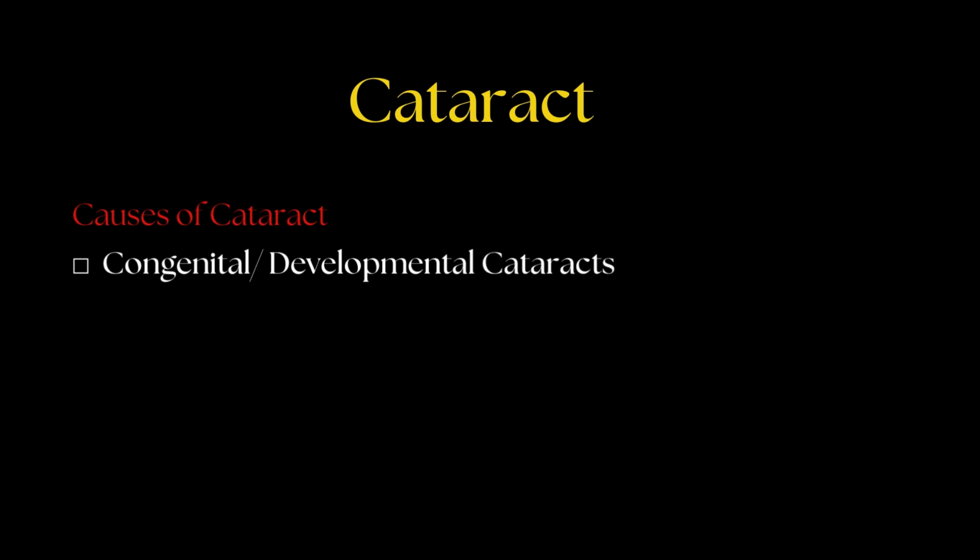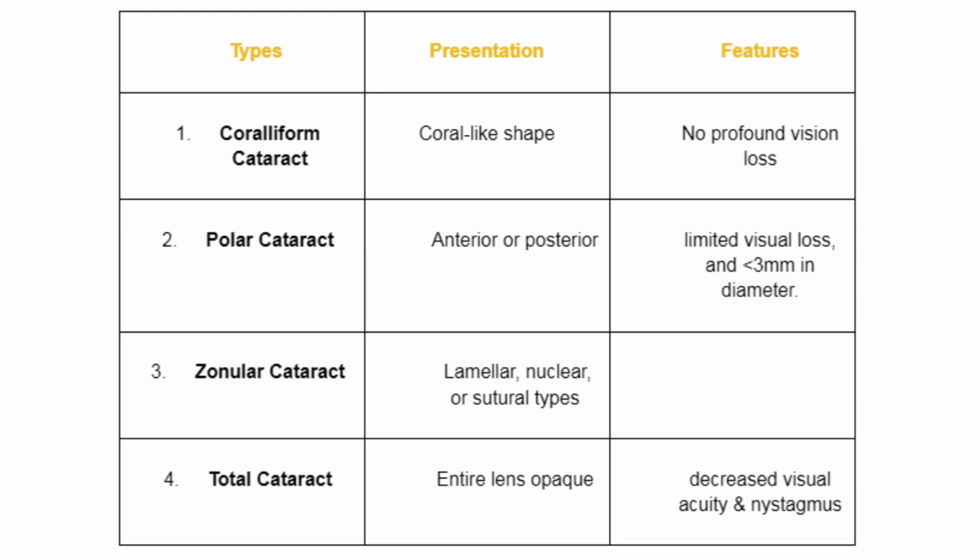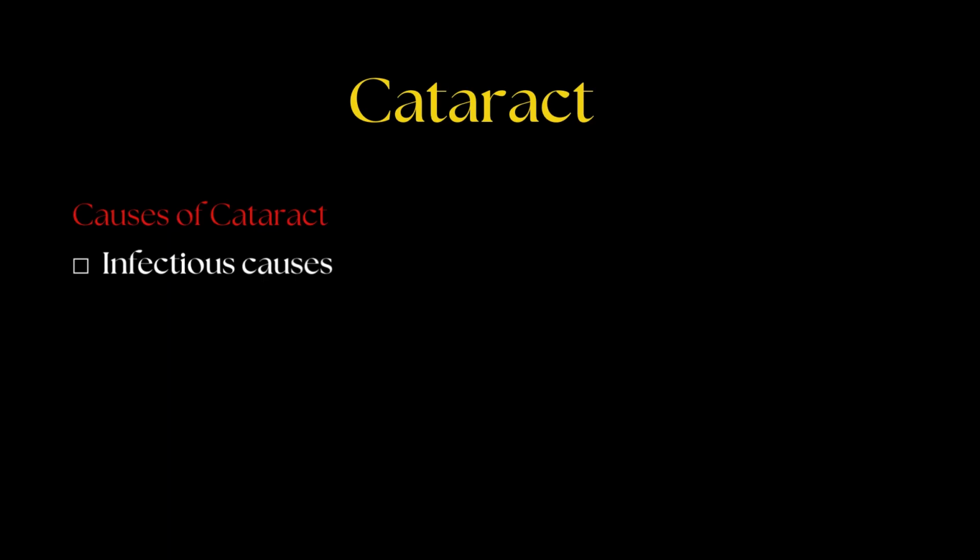Congenital cataracts are divided into syndromic and non-syndromic types, with 50% being genetic, mostly autosomal dominant. Common types include coralliform cataract, coral-like shape with no profound vision loss; polar cataract, anterior or posterior cataract, limited visual loss, and less than 3 millimeters in diameter; zonular cataract, lamellar, nuclear, or sutural types, with lamellar being the most common in children; total cataract, entire lens opaque, causing decreased visual acuity and nystagmus, seen in Down syndrome and congenital rubella syndrome.